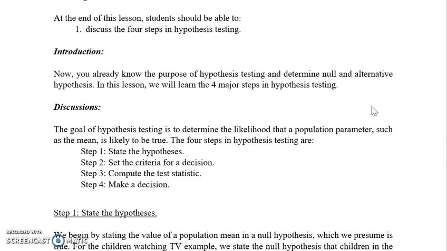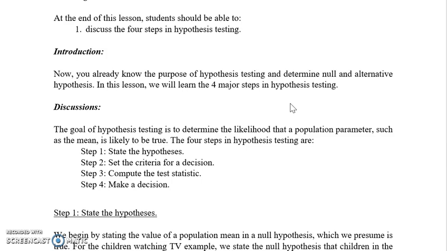Step 1 is to state the hypothesis. You should write in sentence form the 2 hypotheses, the null and alternative. Second is to set the criteria for a decision. What is your decision rule? Whether to reject or to accept the null hypothesis or the alternative hypothesis. And number 3 is to compute the test statistic. This is done when we do statistical analysis for our data.